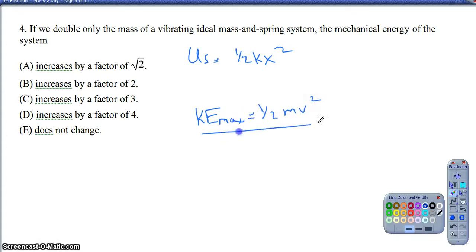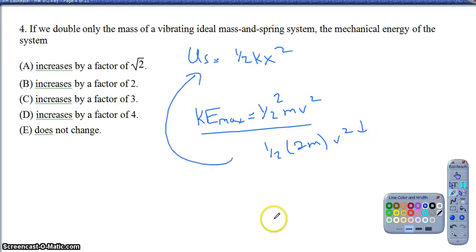The problem with this is that if the mass all of a sudden doubles, we cannot assume that the velocity stays the same. And that's where the problem lies, right? If the mass were to double and the velocity were to stay the same, then this would increase by a factor of 2. But in fact, the energy stays constant. If the mass doubles, the velocity just decreases to compensate for that. And the reason that's the case is we go right back to the original potential energy. Again, the potential energy is what defines the total energy of the system.